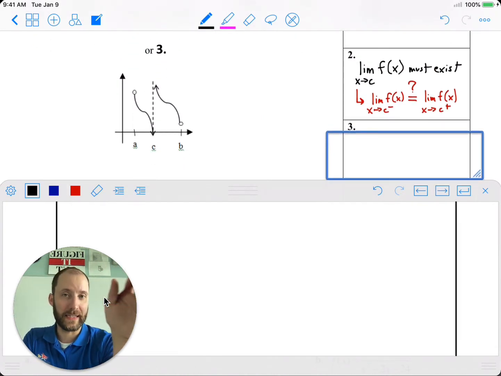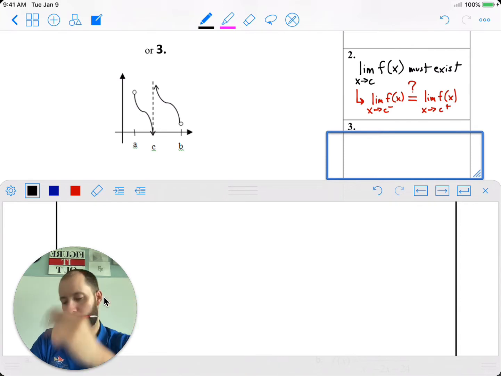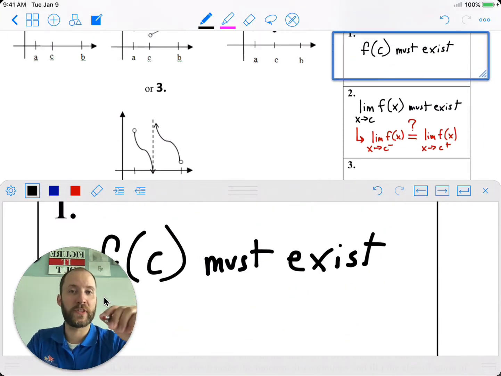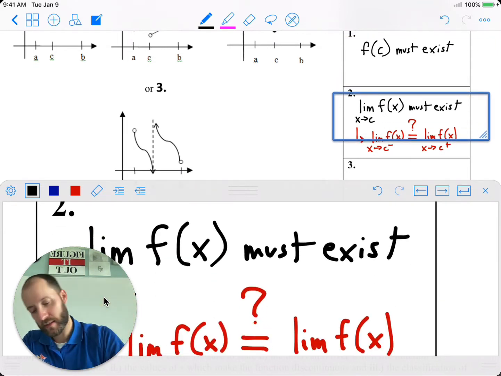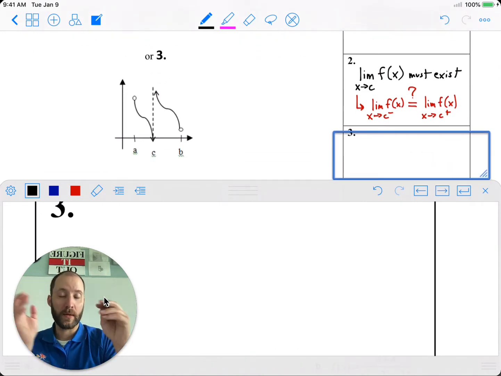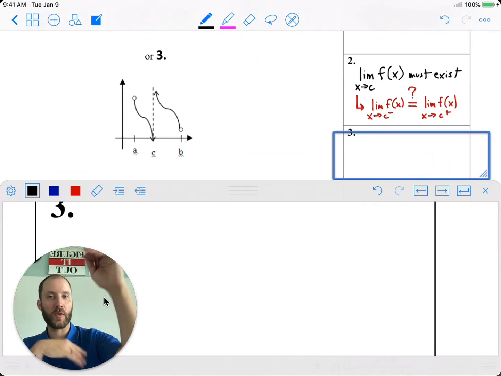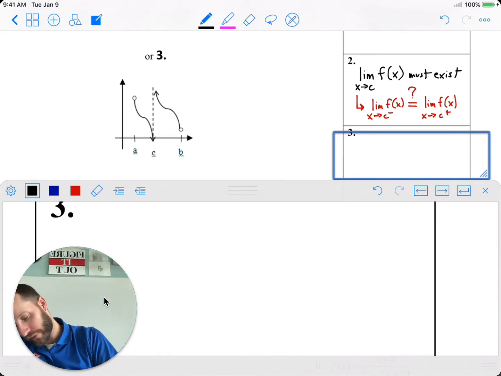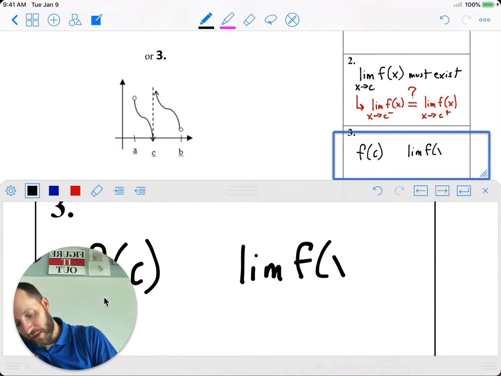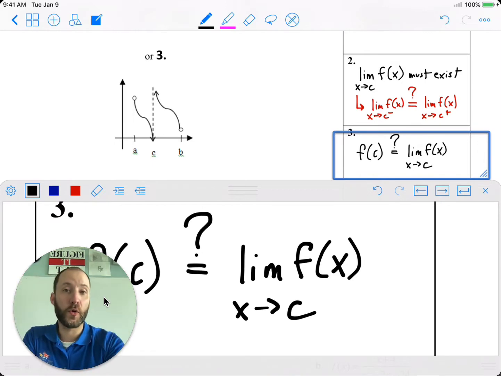And then lastly, for step 3, there's step 1, does f of c exist? Step 2, does the limit as x approaches c exist? Step 3, again, mind blown. We're going to start with a mind being blown, and with blowing out anything else that's left in there. f of c and the limit of f of x as x approaches c. Are those equal to each other?